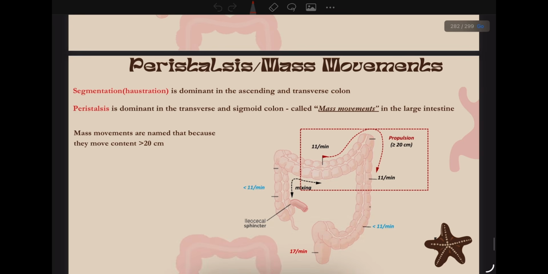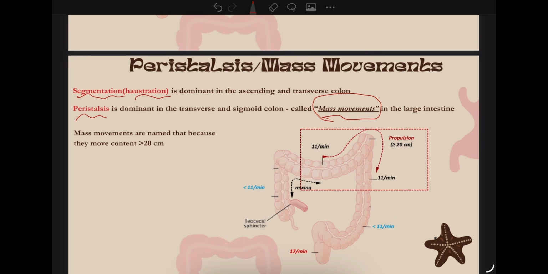Now, the peristalsis and mass movement. Do you remember when we said segmentation is haustration here? Peristalsis is called mass movement in the large intestines. And there is a question about this in the 17th final. In the large intestines, it's called mass movement. Why is it called mass movement? Because peristalsis is tiny movements.